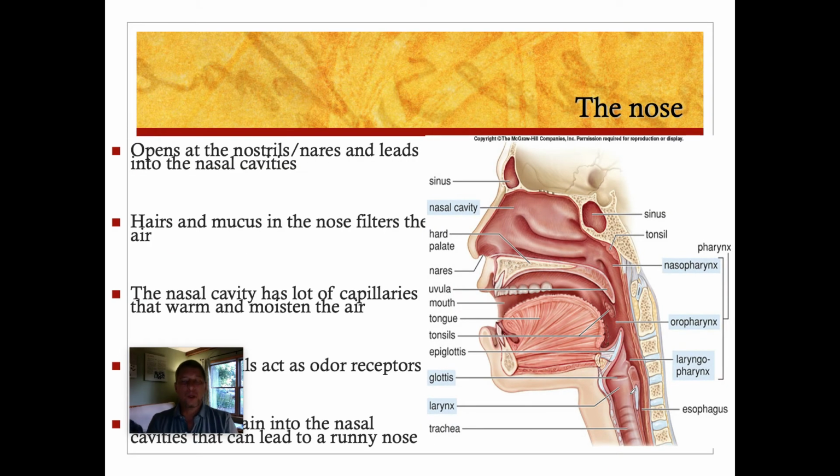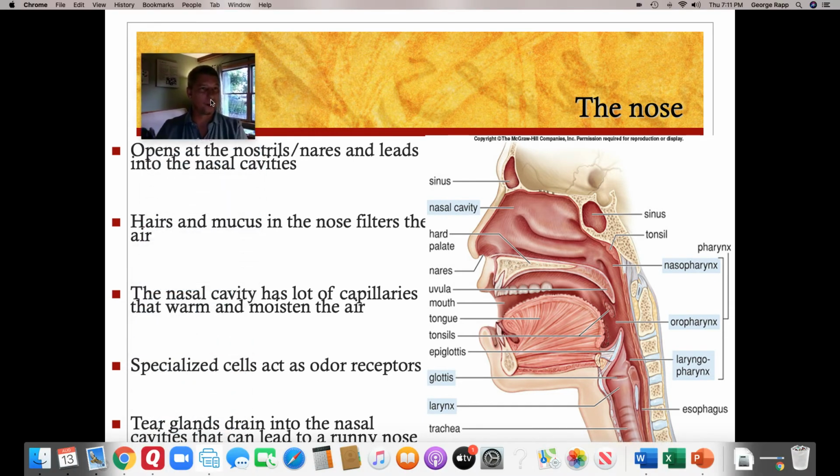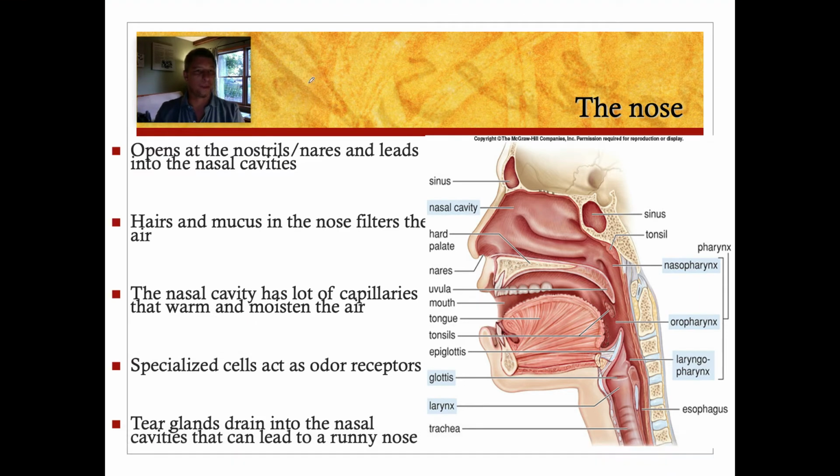Okay. So what happens in the nose, and what's the purpose of the nose? Let me move my ugly mug out of the way here. I'm going to put myself up here. So the nose, of course, opens to the outside world at the nostrils or the nares, and it leads into the nasal cavities, which are these areas up here. Okay. Now, there is hair and mucus in the nose that's designed to filter the air that you breathe in.